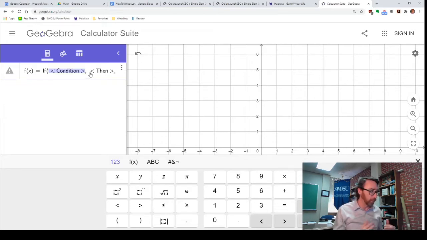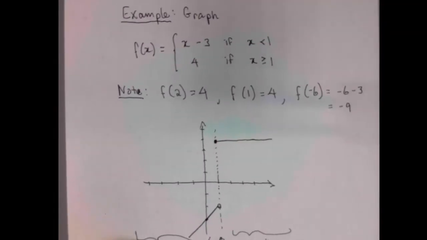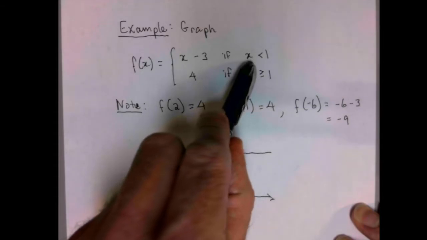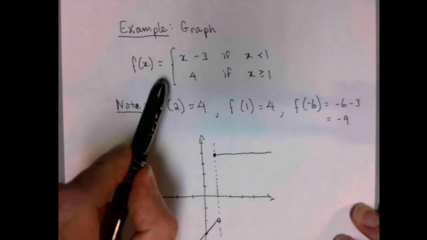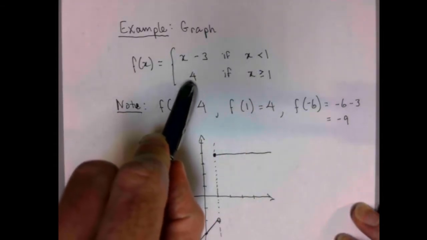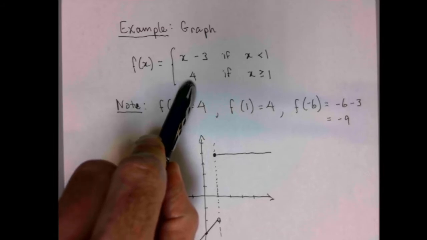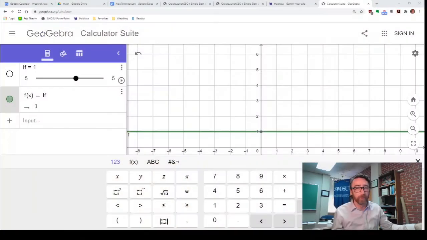So the condition that we're looking at, well, let's switch back and look at our piecewise defined function again. Okay, here it is. We follow this rule if x is less than 1. And if x is greater than or equal to 1, we follow this rule. So the condition that we need to decide is x less than 1 or not? So over here in GeoGebra, oh, that's a bunch of nonsense.